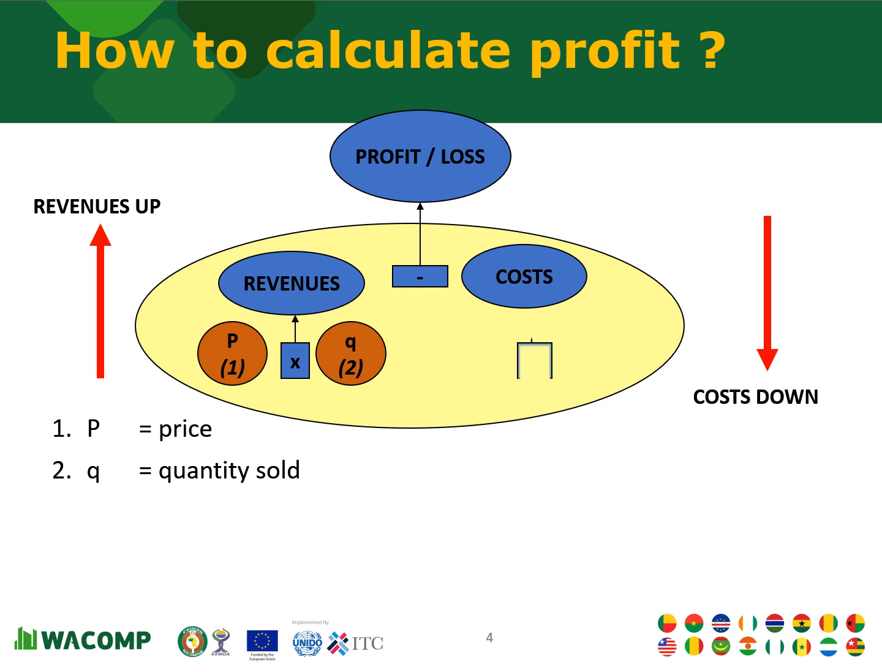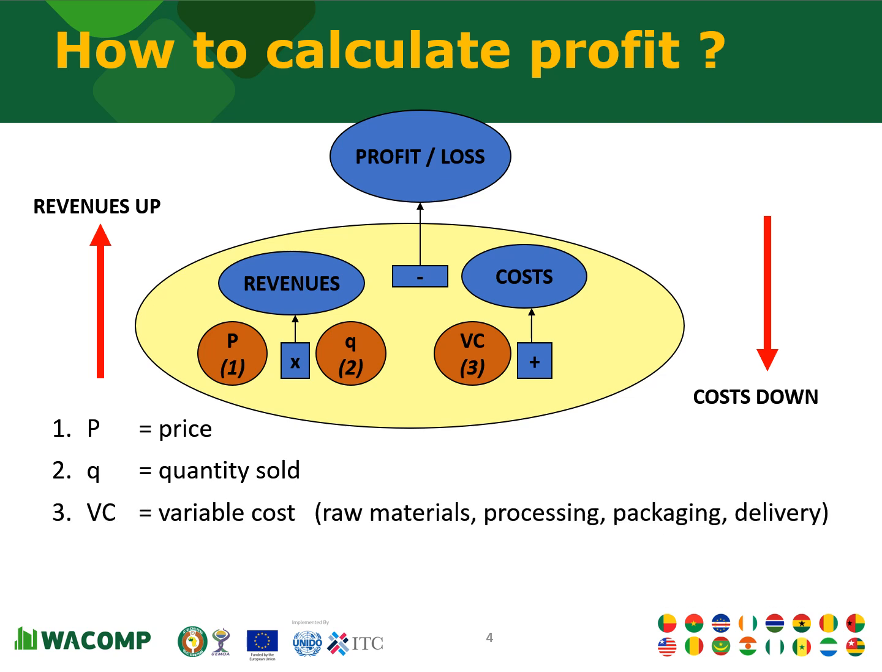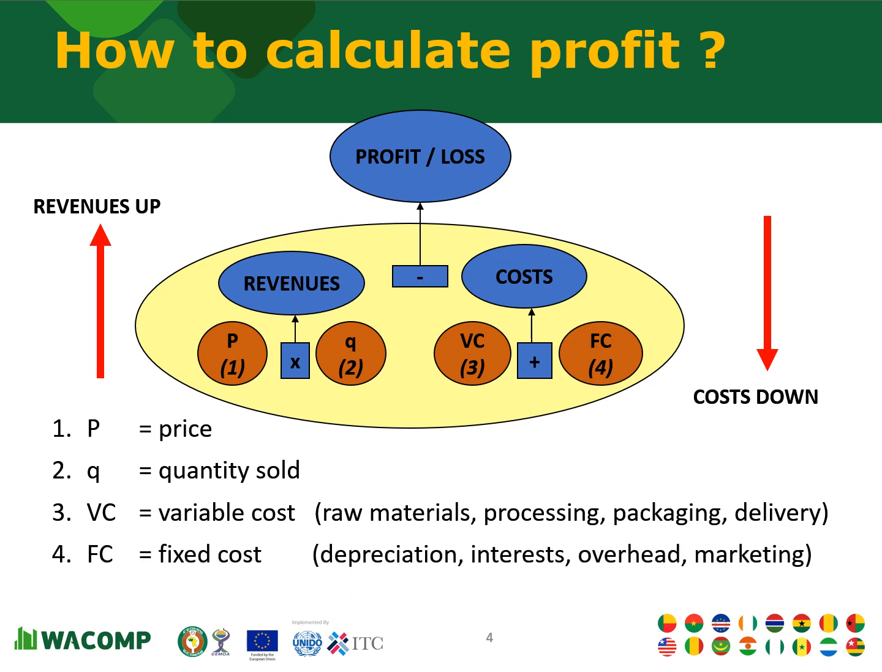Now costs. Costs have again 2 components, the sum of something plus something else. So it's VC, that stands for variable costs, the cost of raw materials, processing inputs into outputs, packaging material, cost of delivery like transportation, sales commissions, export documents, and so on, plus FC, that's the fixed costs, is the sum of depreciation, interests you pay to banks, general overheads, and marketing costs.